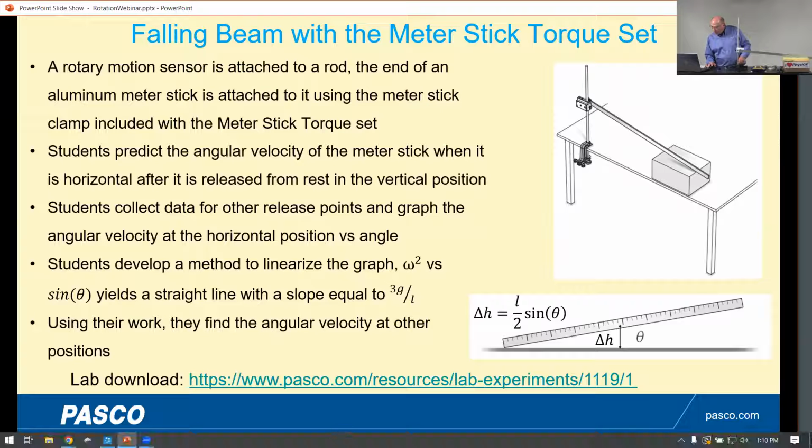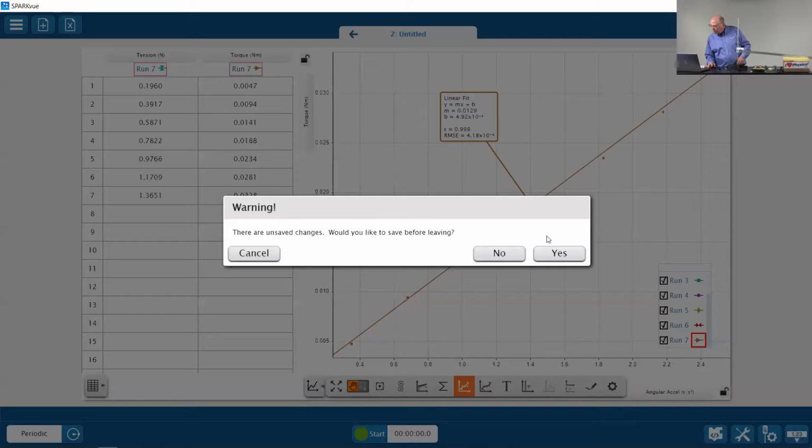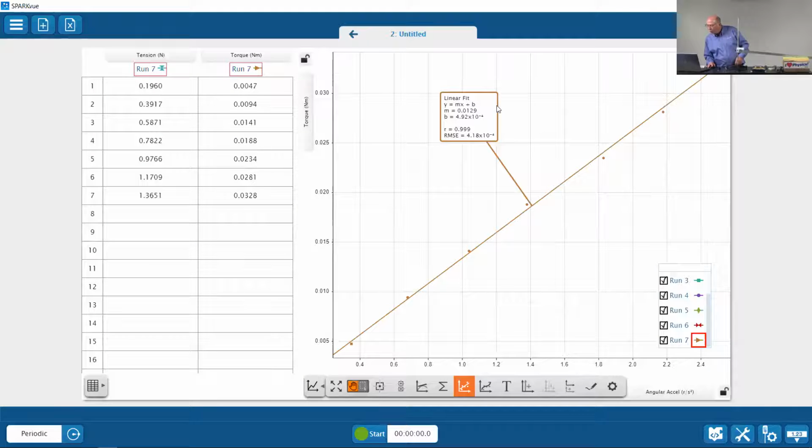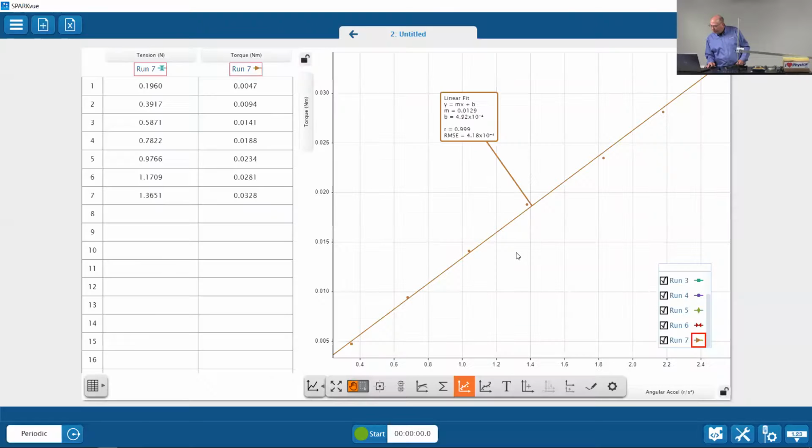So let's see, we use SparkView. Let's use Capstone. I'm going to quit SparkView. Look at our slope, it was 0.0129 compared with 0.0123. So this one even worked out better than the data I have on the slides.